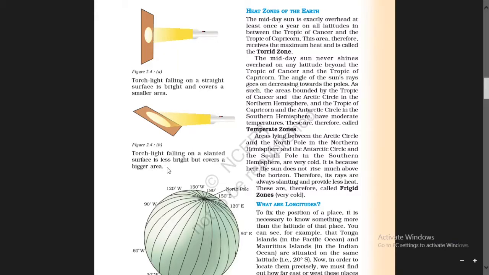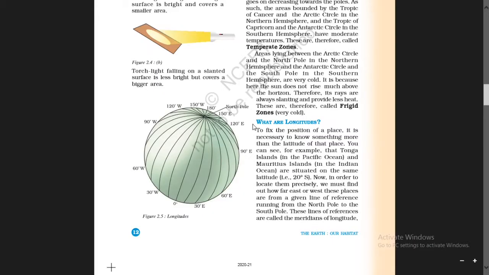So in our previous discussion, we have done the third paragraph of page number 12. So let us continue the remaining part of the chapter on page number 12, last paragraph. What are longitudes? Latitudes, we find the circles which are drawn from east to west direction, they are called latitudes. Now let us see longitude.